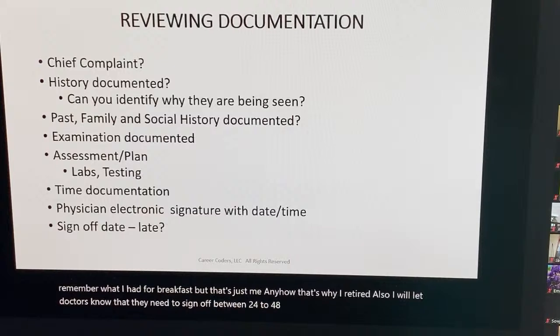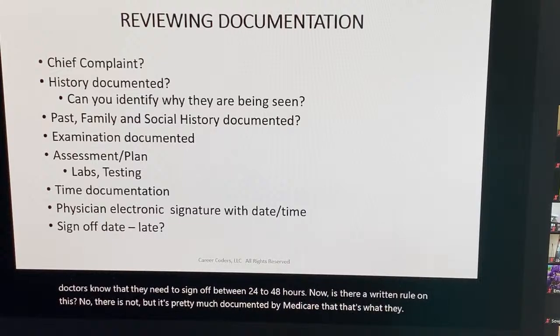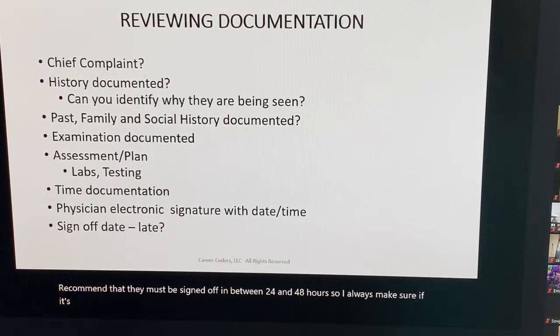Also, I will let doctors know that they need to sign off between 24 to 48 hours. Now, is there a written rule on this? No, there is not. But it's pretty much documented by Medicare that that's what they recommend, that they must be signed off between 24 and 48 hours. So if it's later than that, I always make sure to let that doctor know.